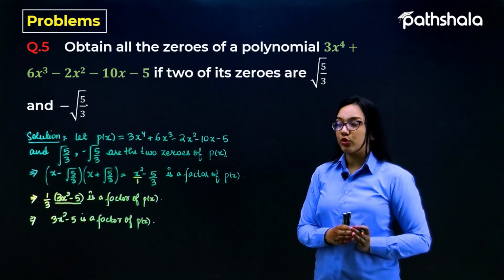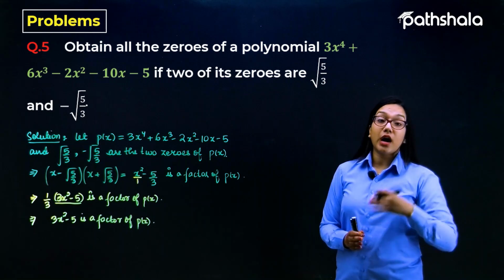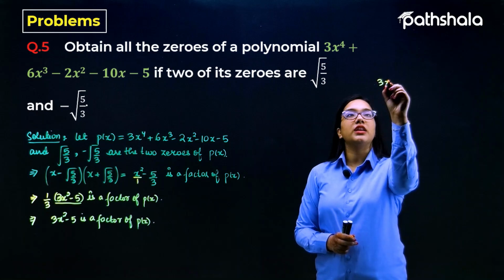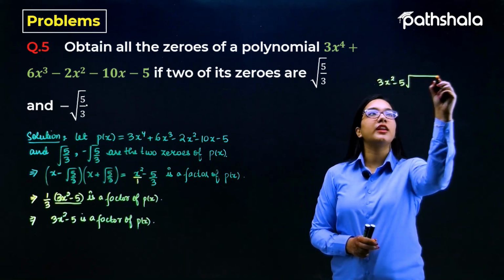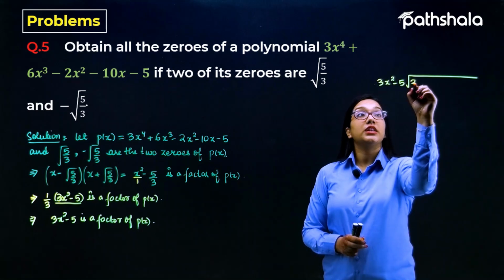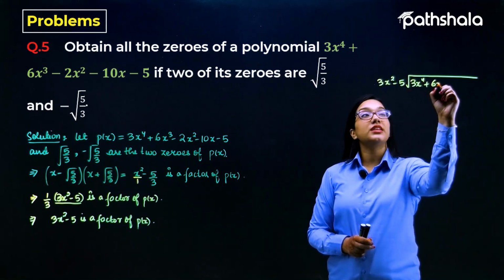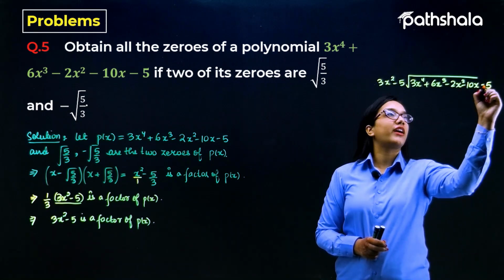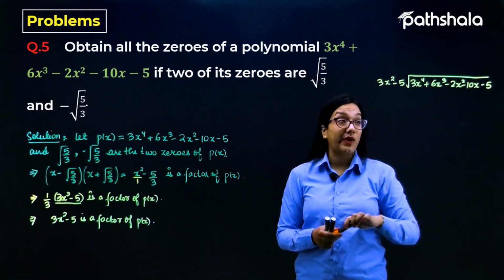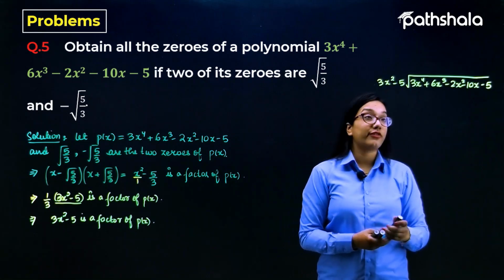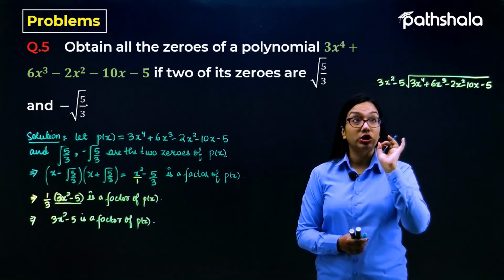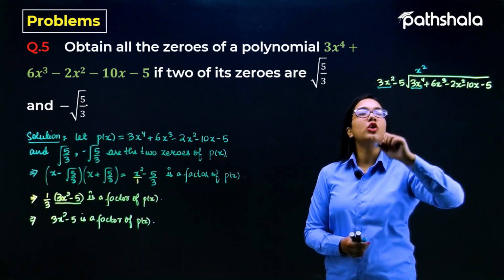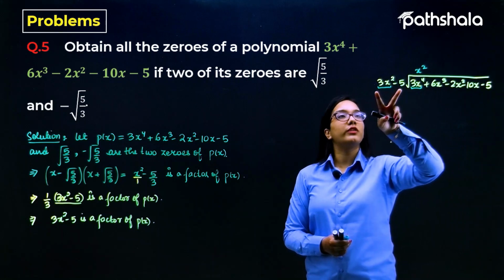So let's divide these polynomials in order to get the other two zeros. We have 3x square minus 5 as the divisor and the polynomial p of x as 3x raised to the power 4 plus 6x cube minus 2x square minus 10x minus 5. First, we divide the first terms, so it will be x raised to the power 2. Let's multiply x square with both of these terms.